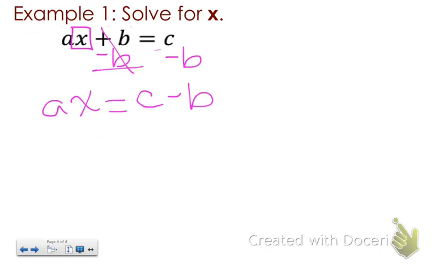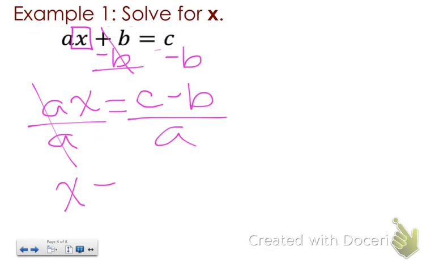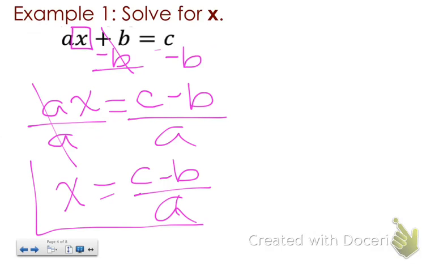Alright, and then to get x by itself, I have to divide by a because a is being multiplied by x. And since I did it on the left, I have to do it on the right. So that's going to cancel, and then I'm left with x equals c minus b over a. And then that would be the final answer for that equation. So x is now by itself, it's isolated, so we're done with that literal equation.